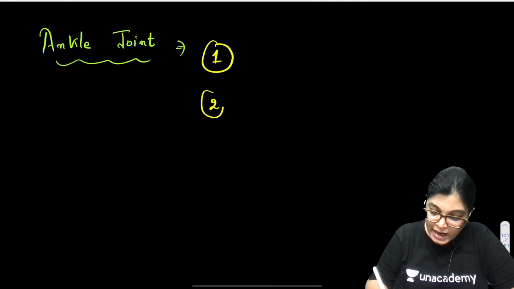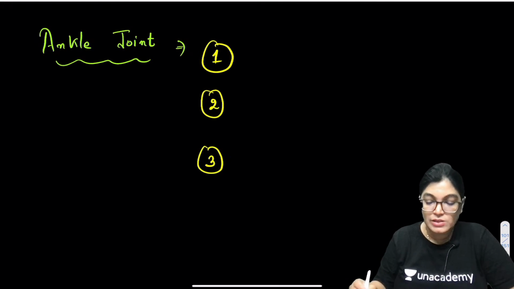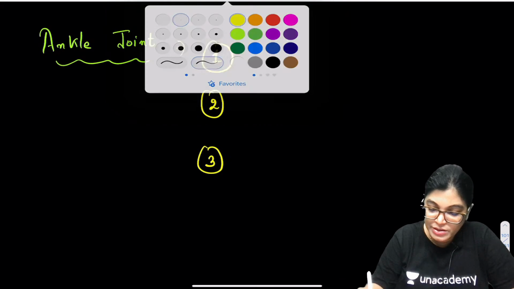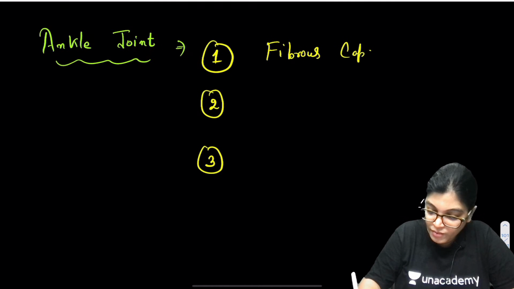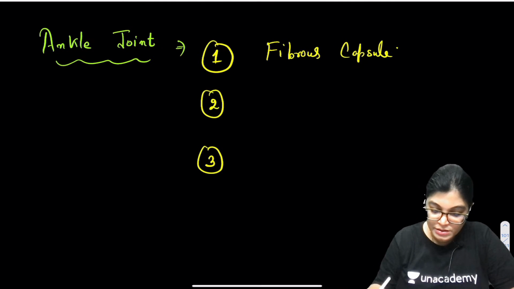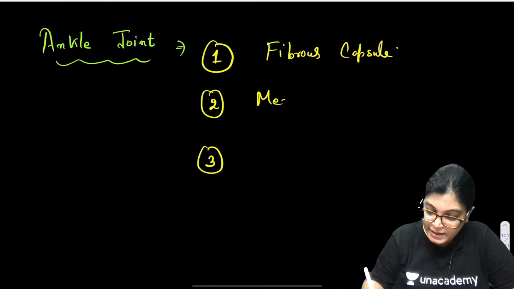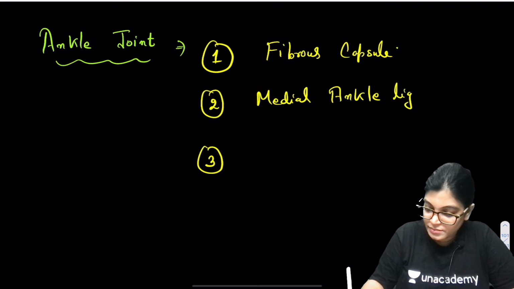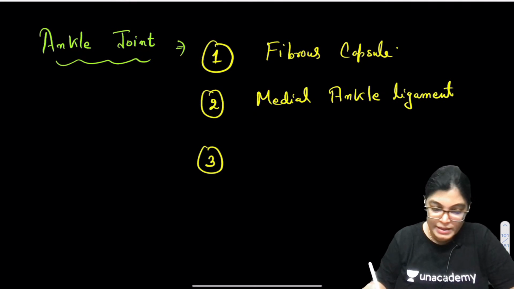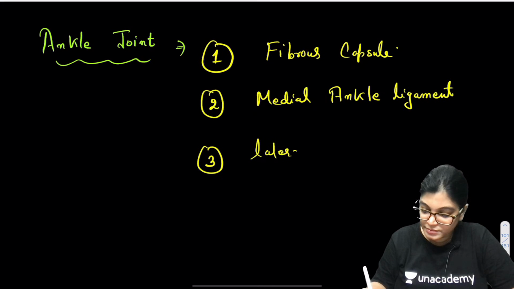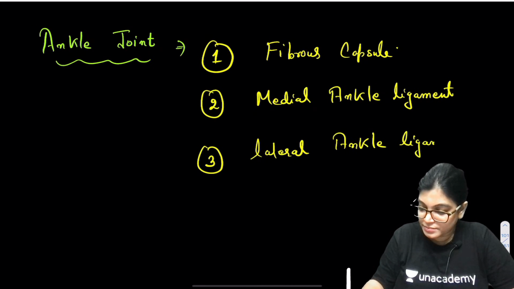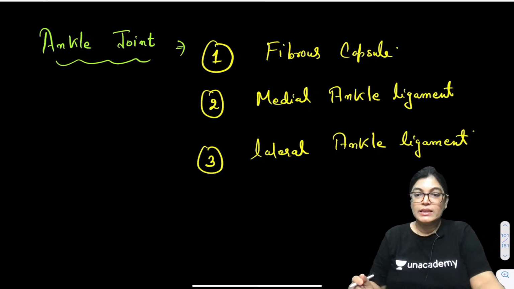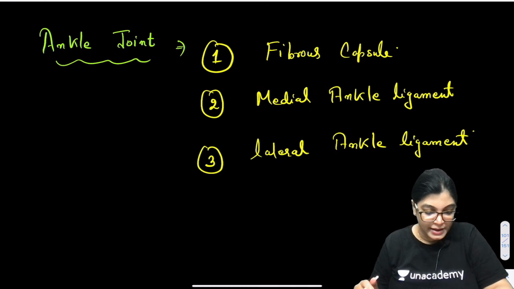The important ligaments which we have to study in relation to the ankle joint are: there is the fibrous capsule, there is the medial ankle ligament, and there is the lateral ankle ligament.